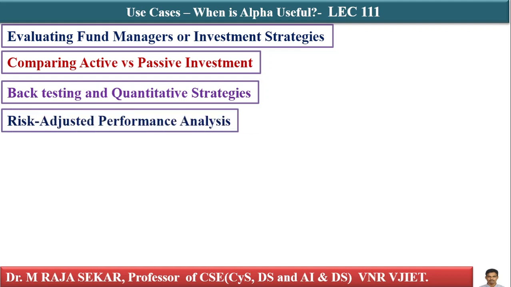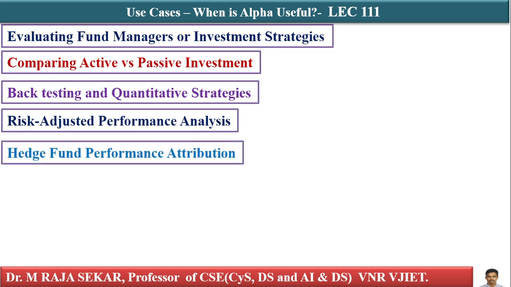That's risk-adjusted performance analysis. Why? Alpha accounts for the risk taken to earn returns. Often we use models like CAPM. I will discuss what CAPM is in future classes. Use case: two portfolios earn 10% annually, but one has an alpha of plus 3% while the other is 0%. The first one has better risk-adjusted performance. Those things I will discuss.